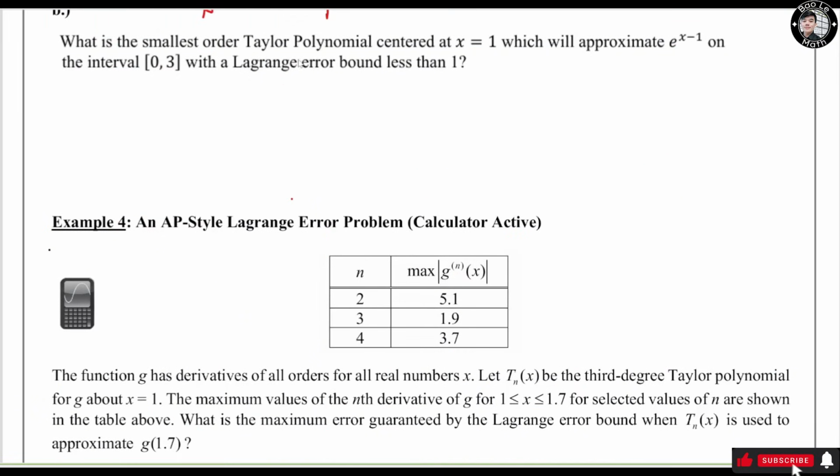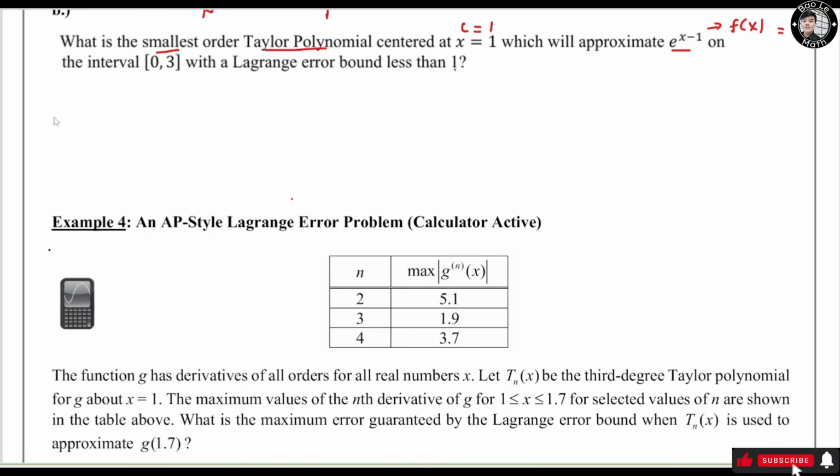Now let's move on to question B. What is the smallest order Taylor polynomial centered at s equals 1, which means c equals 1, which will approximate e to the s minus 1, so we have f of s equals e to the s minus 1, on the interval 0, 3, with a Lagrange error bound less than 1?